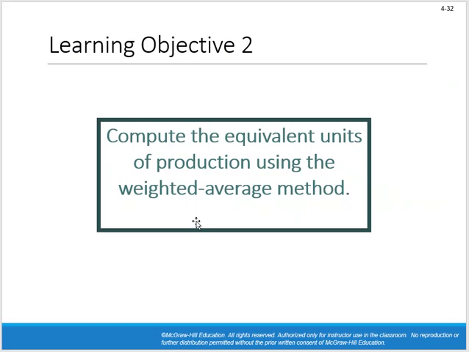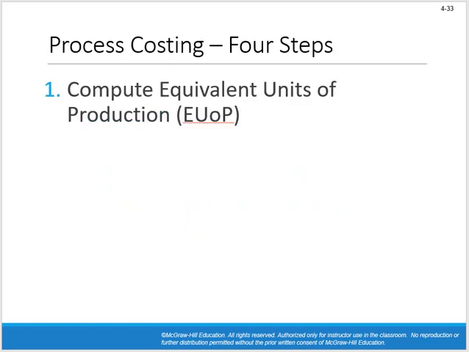So next, we're going to walk through the steps in the process costing system. I'm going to lay it out for you in 4 steps, and I'll make sure that you've got all 4 of those steps by the time we're done. So step 1, we're going to compute the equivalent units of production. So there's step 1. We're going to keep building on that.